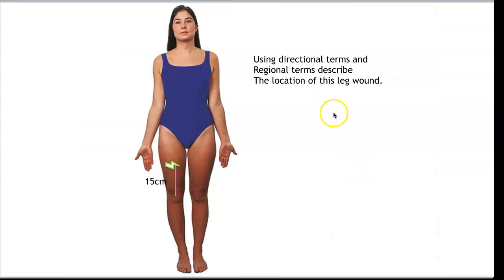So now we're going to use directional terms, and the regional terms you already learned to describe the location of this leg wound. First, if you are working in the emergency room and the doctor says, "Where's the wound on the patient in room number 6?" you have to describe this wound to him so he knows exactly where it is, just based on what you know right now.